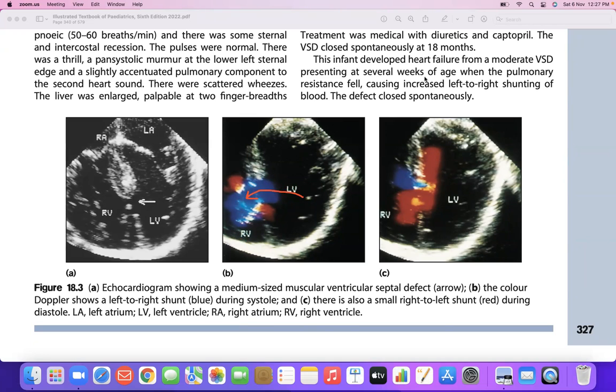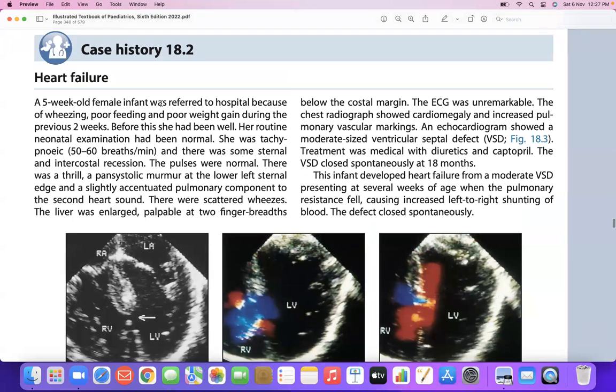So what we have to remember here is a child, like 5 weeks old, presenting with heart murmur, presenting with the features of heart failure like poor feeding, shortness of breath, tachypnea, in distress, and there is a pansystolic murmur in the left lower sternal edge.